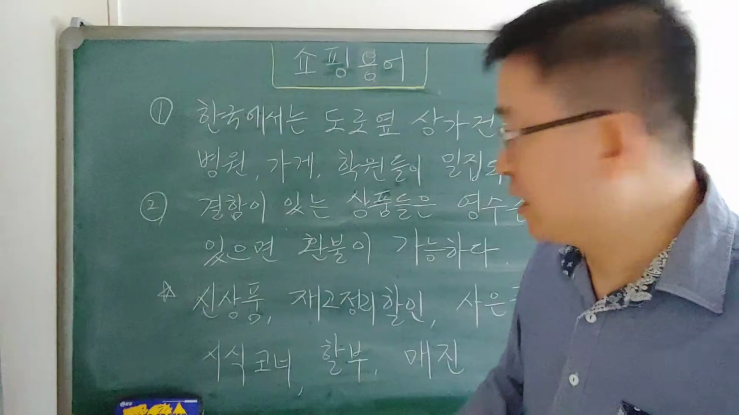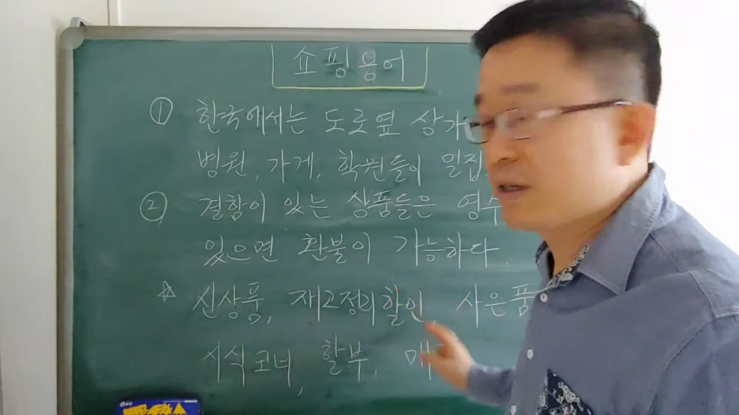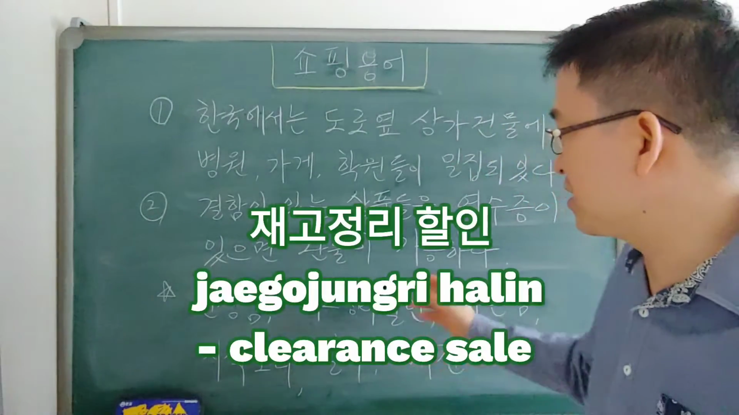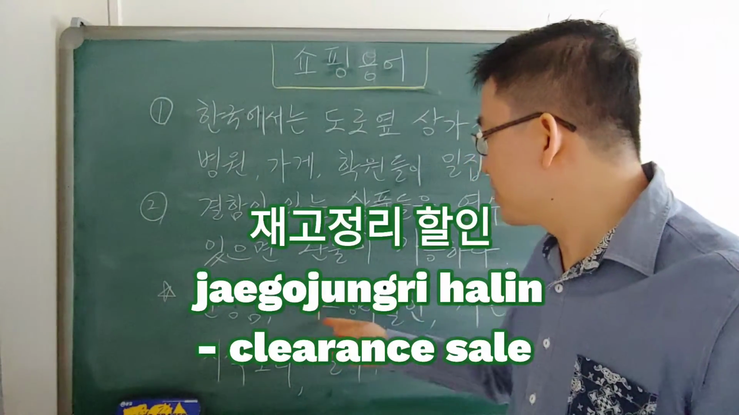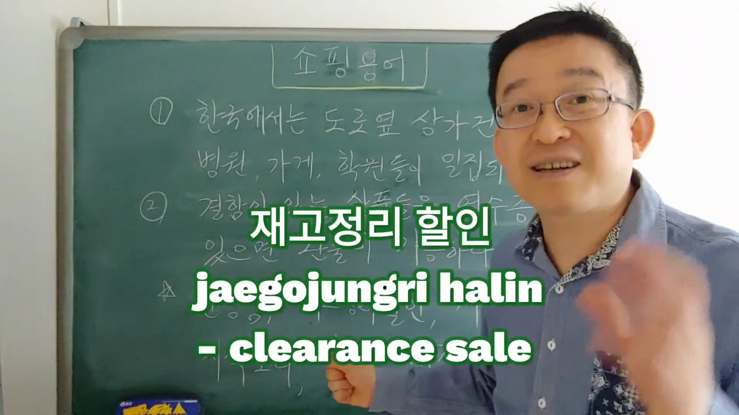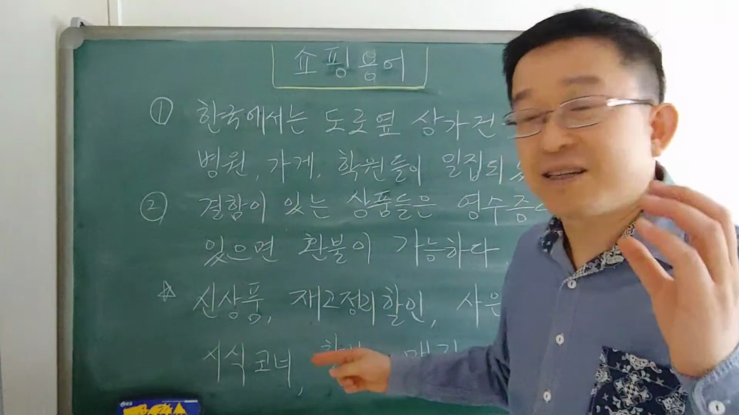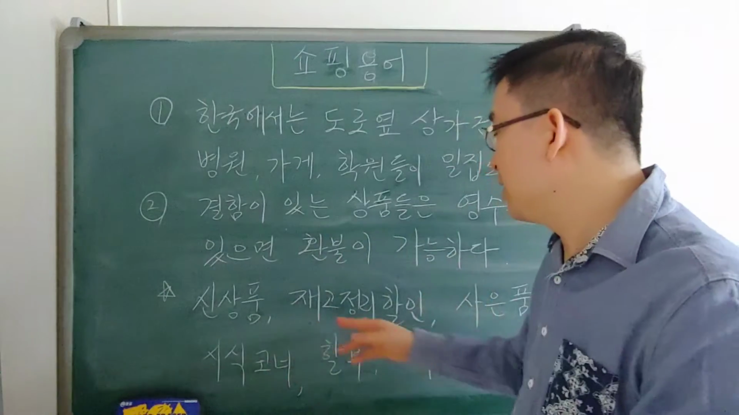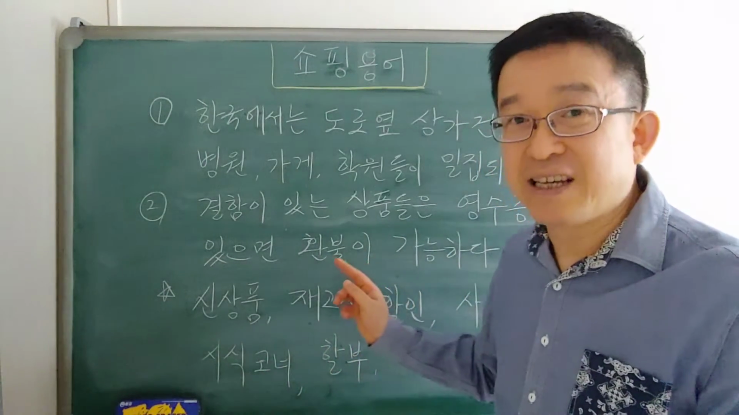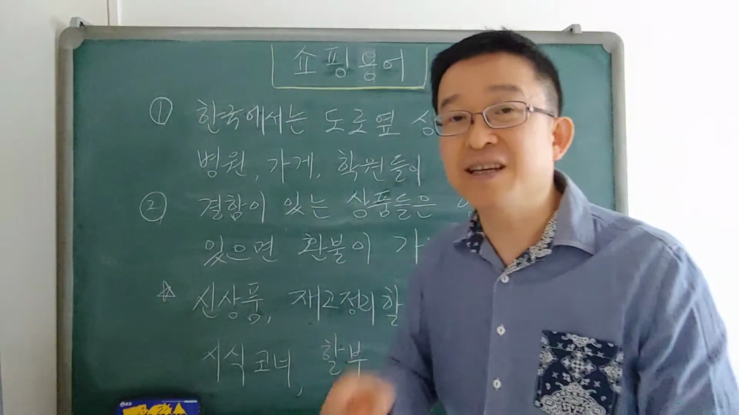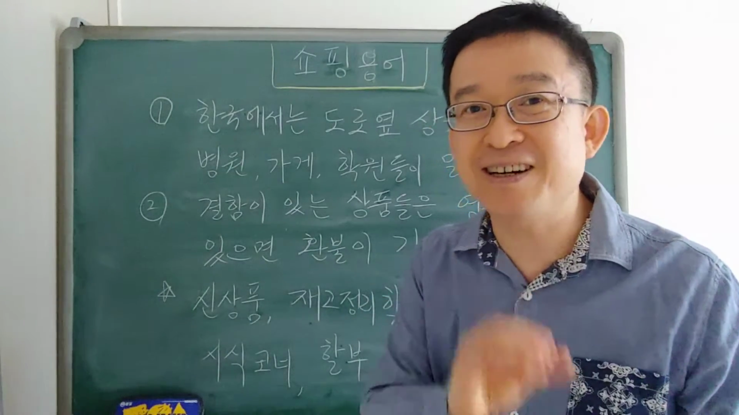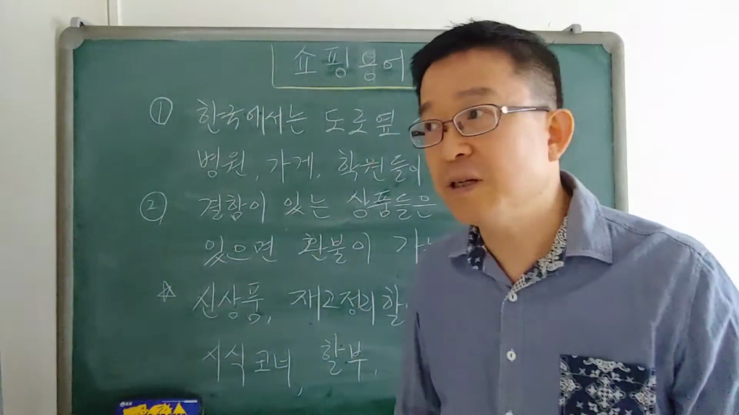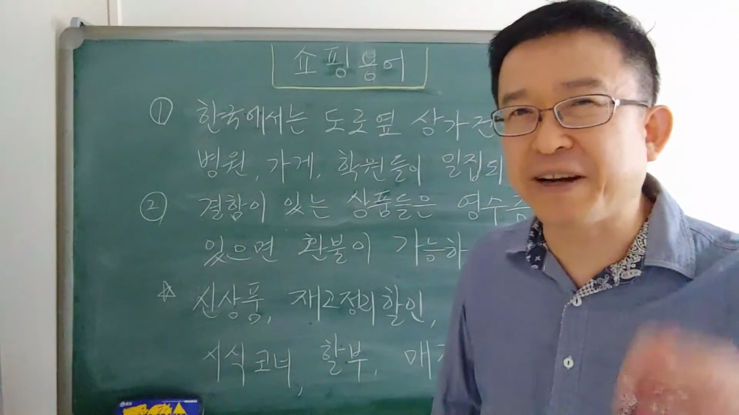재고 정리 할인. 할인 means discount. 재고 정리 is clearance. So 재고 정리 할인 is better to memorize as a whole. 재고 정리 할인 means clearance sale. 사은품 means a kind of gratis.